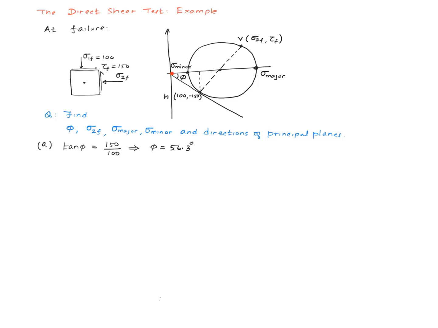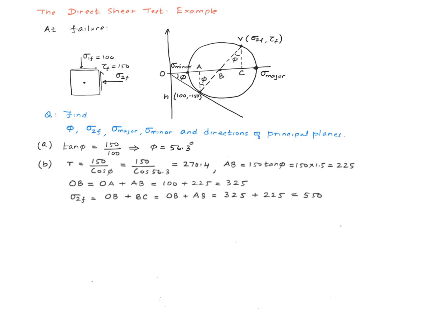stress. This distance is 100. That's the normal stress. This divided by that equals tan phi, and that gives us a friction angle of 56.3 degrees, which is a little high. So let's think of this as a theoretical exercise. Finding the value of sigma 2f is not too difficult either, it's just geometry. So what I did was I considered this triangle and found the radius first. So radius works out to be 270.4.